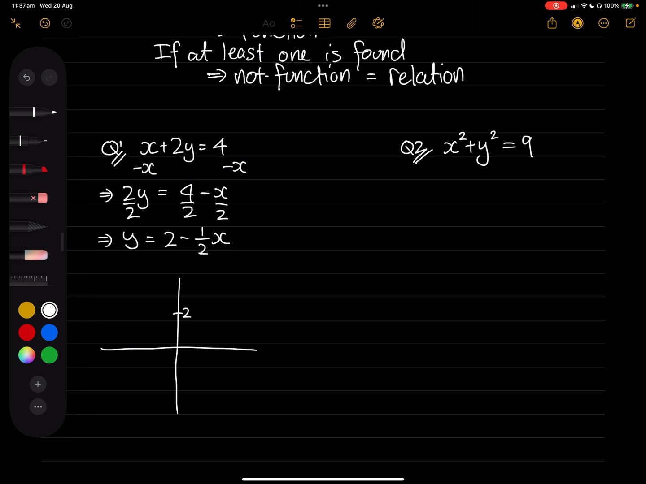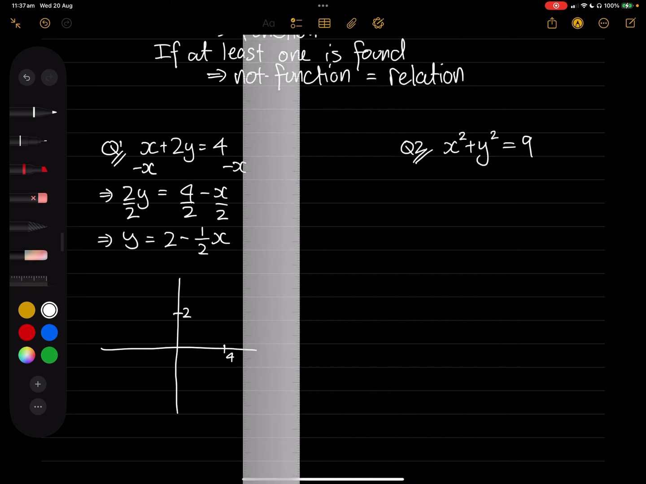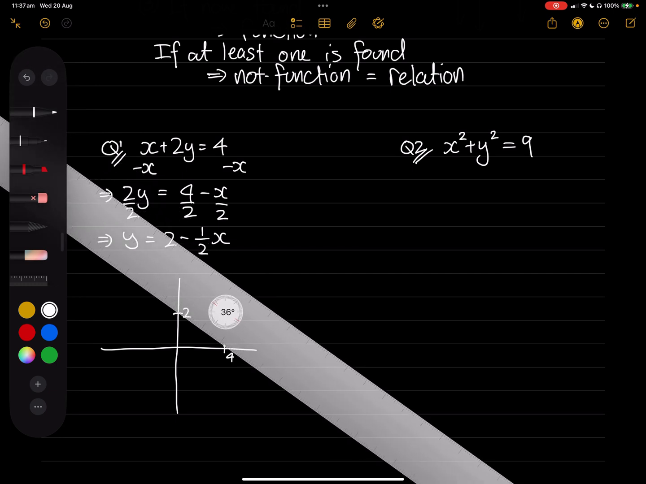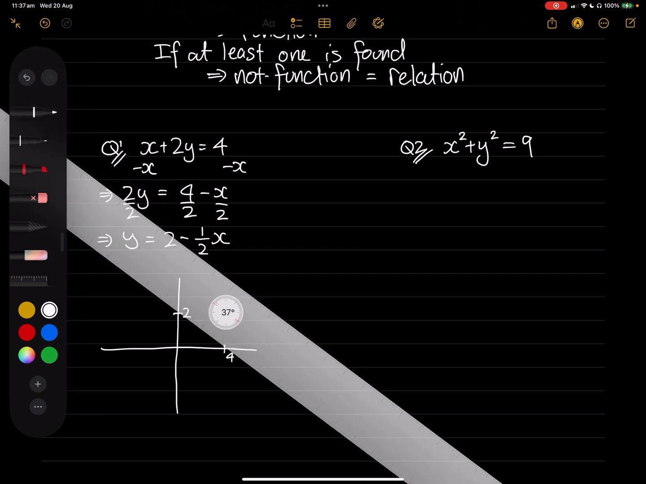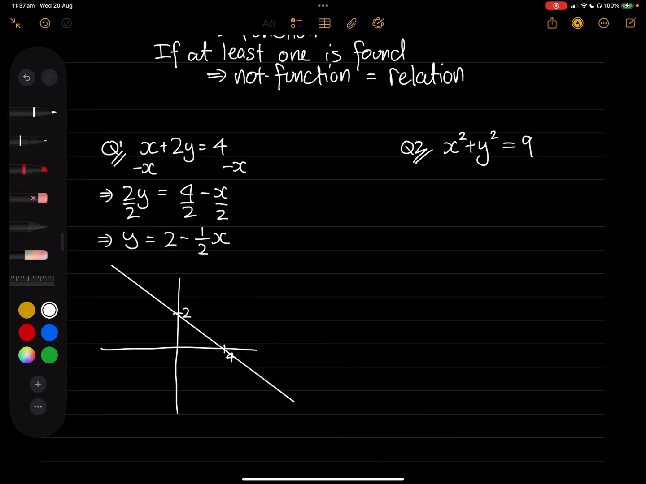So if x is 4, half times 4 is 2, it'll cut over here at 4. So with the ruler tool, we're going to cut these lines through these 2 points. So it looks sort of like this. So it goes up here and then it goes down here. This is x and this is y. Always label your axes, so you might lose marks if you don't.